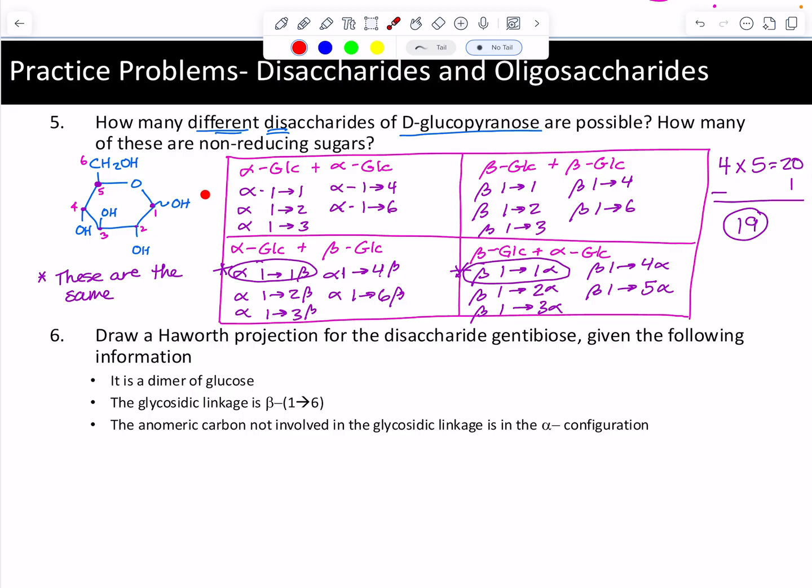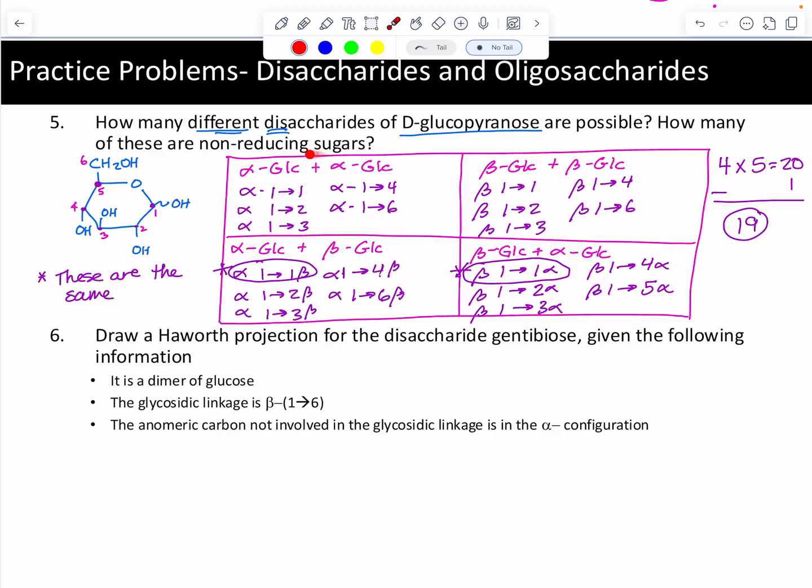So the first thing we would do is figure out all possible combinations of monomers, and then all possible means of connecting the monomers. In pink, you see the possible combinations of monomers: alpha glucose and alpha glucose, or alpha and beta, or beta and beta, or beta and alpha. Now, alpha and beta and beta and alpha are not the same, because the first one that's listed has the anomeric carbon involved in the glycosidic bond. So these would have different glycosidic bonds in them.